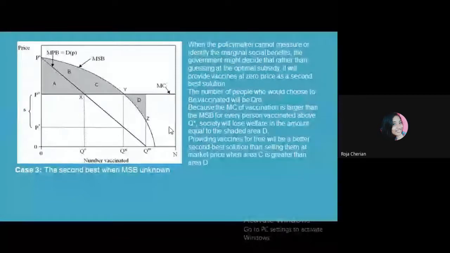In that case, there are welfare losses, equal to the shaded area D in the figure. So providing vaccine for free will be a better second best solution than selling it at a market price when area C is greater than area D. That is when marginal social benefit is greater than marginal cost, that is at the portion C.